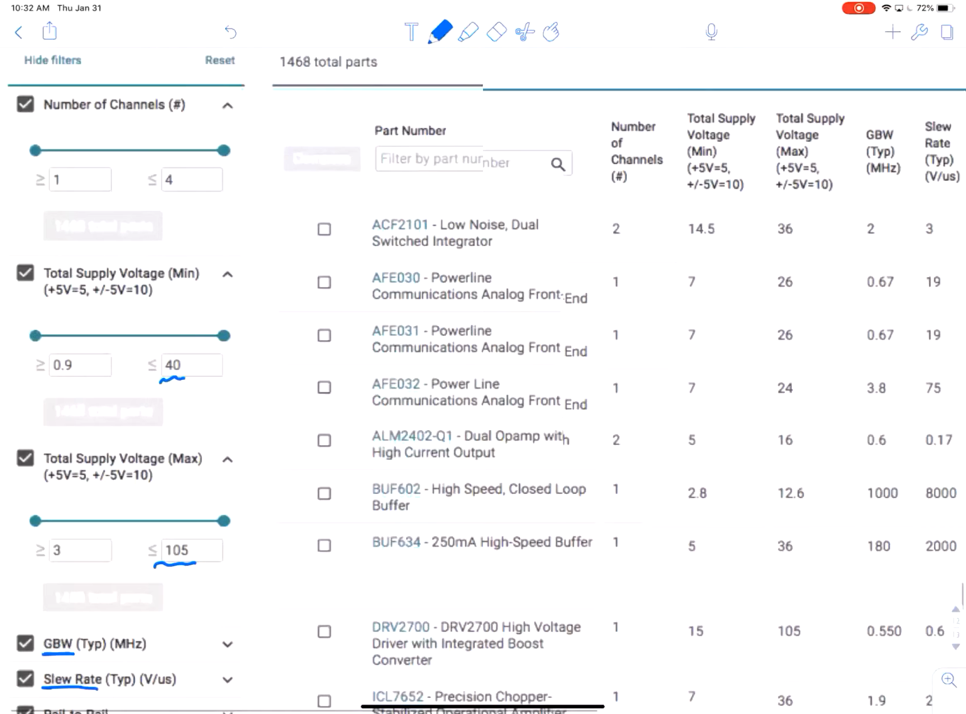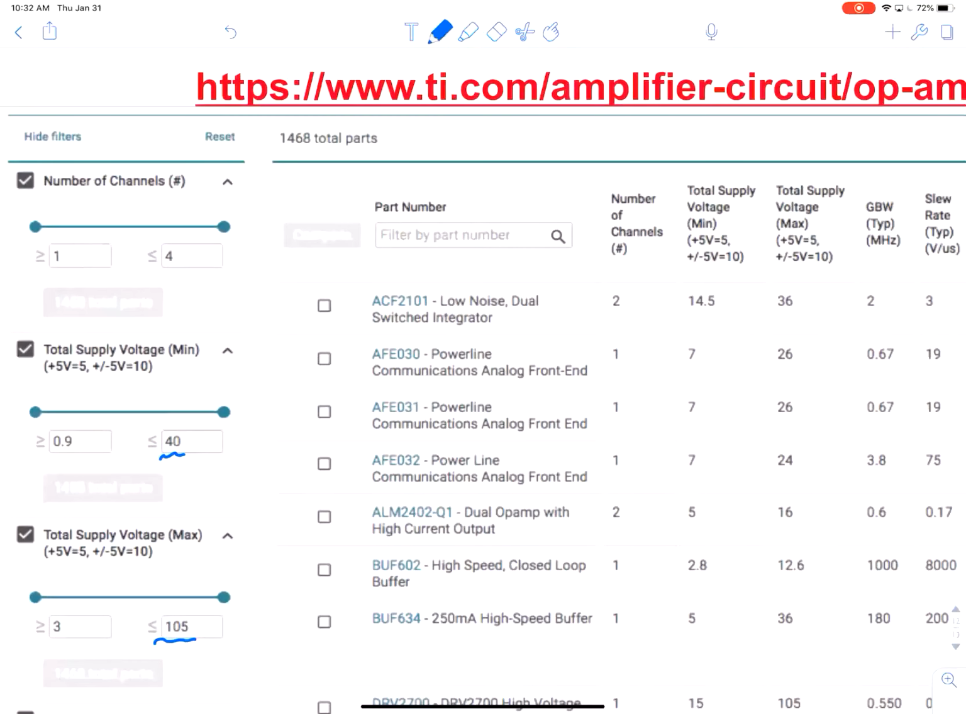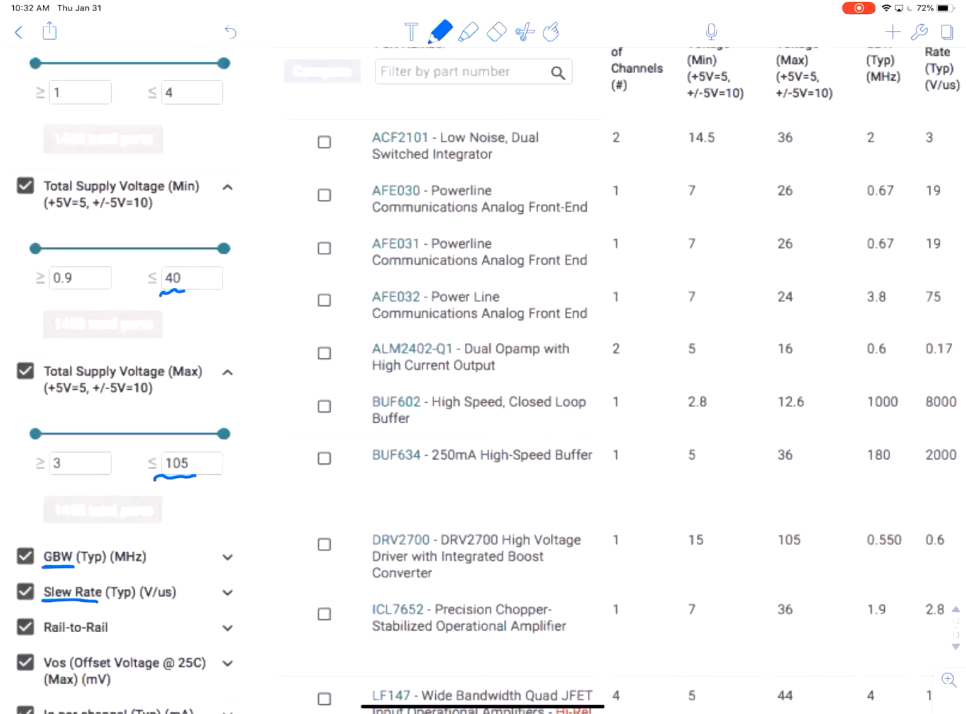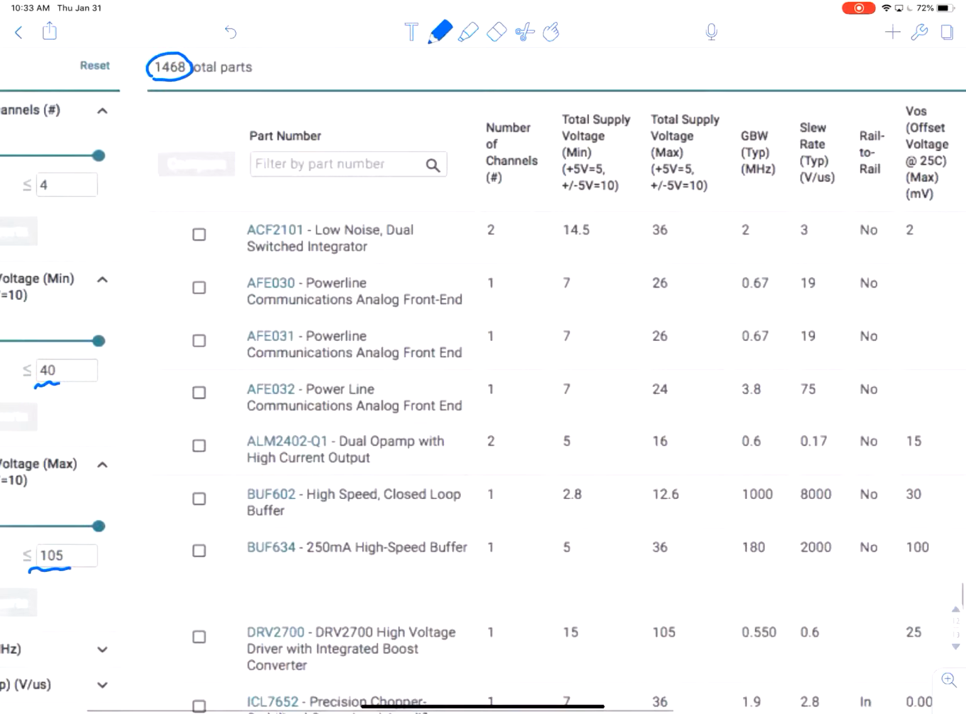And how many did TI's website pull up? 1,468 op-amps. So if you want to go through all of them, it will take you a long time. This means that you have to come back here, further narrowing down your spec. This is too many to choose. You don't know how to choose. But let's look again at some of the results that it pulls up.